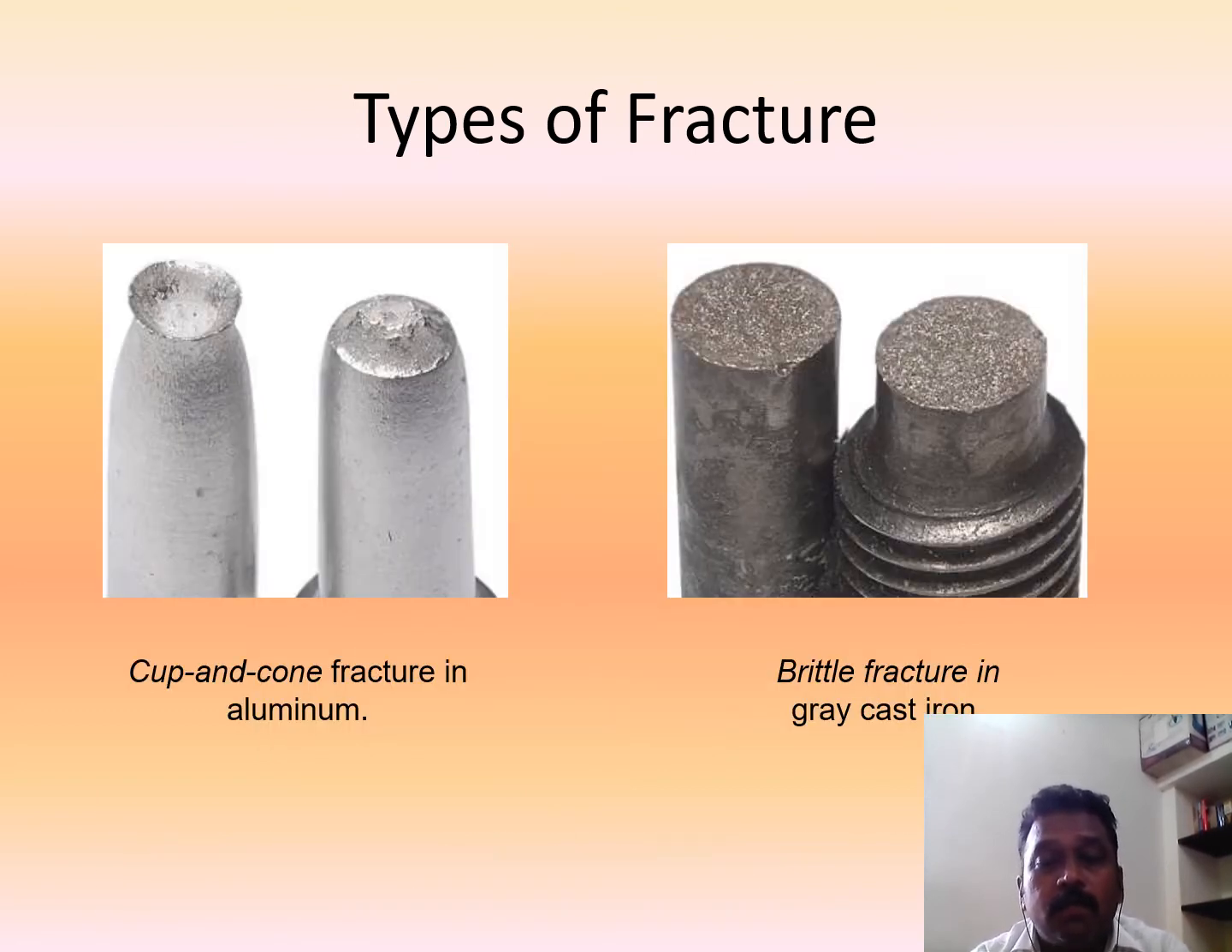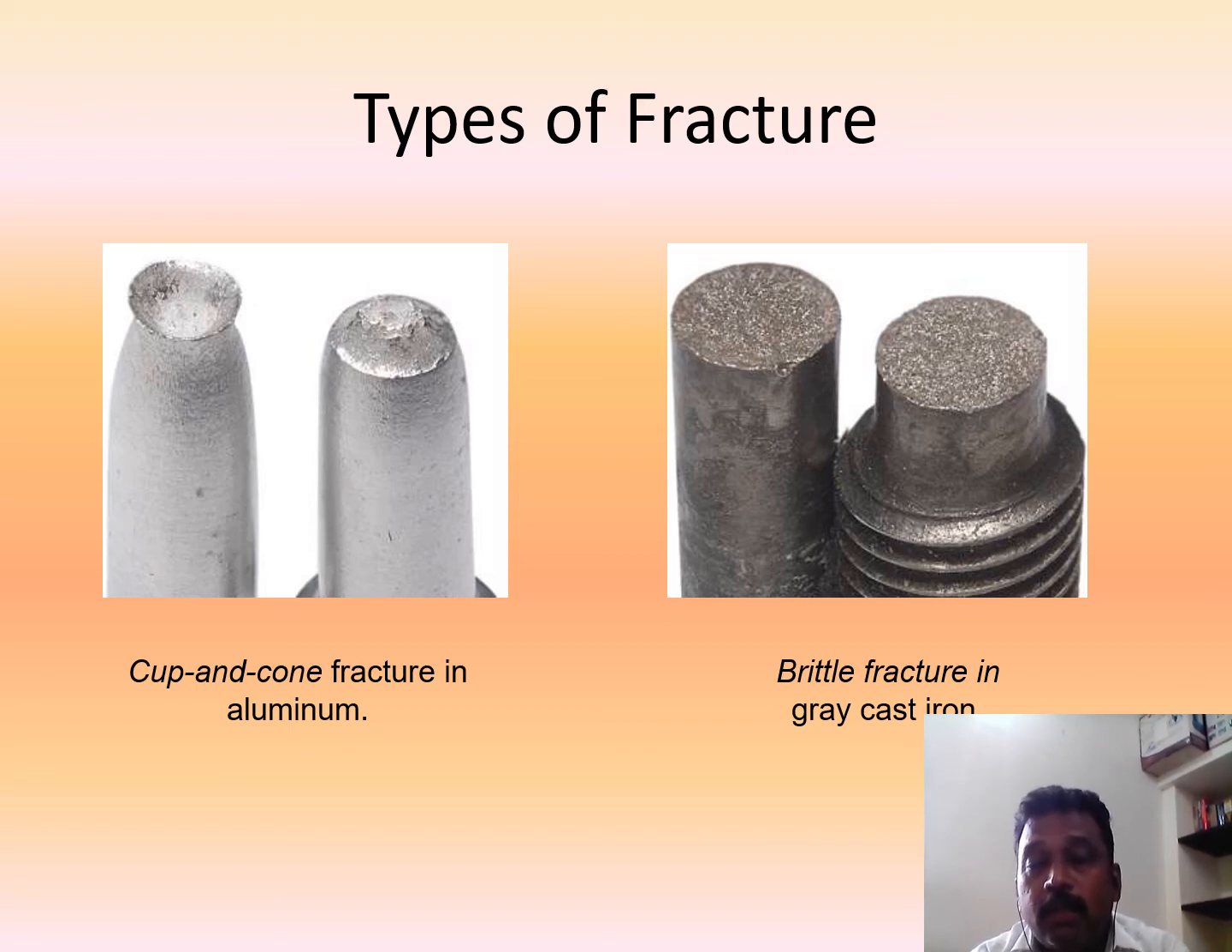That one is the very familiar cup and cone fracture, a ductile fracture, of the material aluminium. You can see this resembles the shape of a cup and the shape of a cone. It is called a cup and cone fracture.